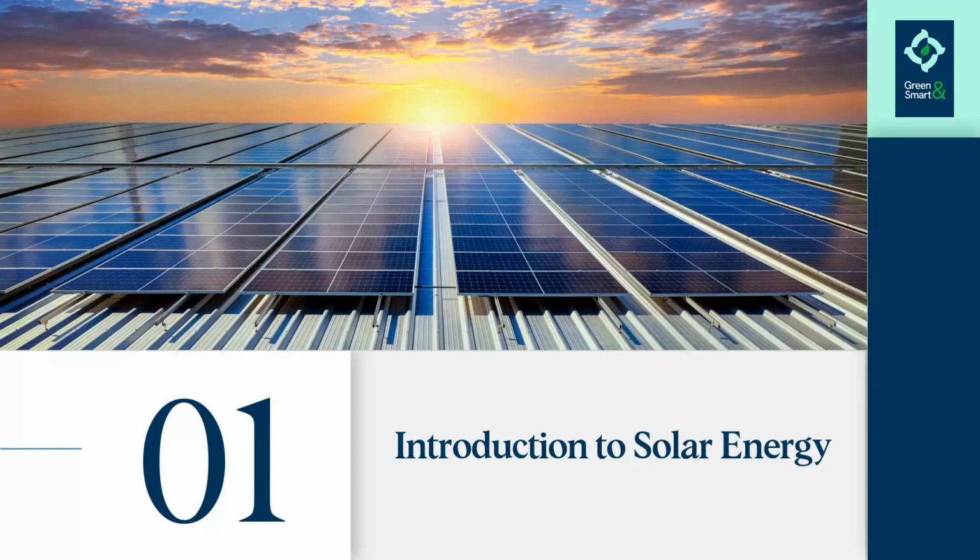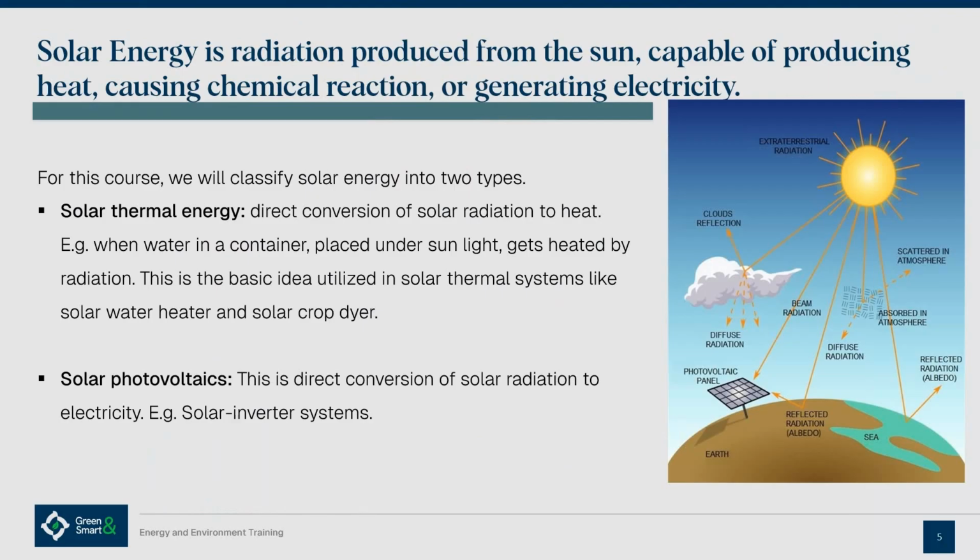What exactly is solar energy? Solar energy is the radiation we receive from the sun. It can produce heat, trigger chemical reactions, or generate electricity. Now, there are two main ways we classify solar energy: solar thermal energy and solar photovoltaic energy. First, let's look at solar thermal energy.